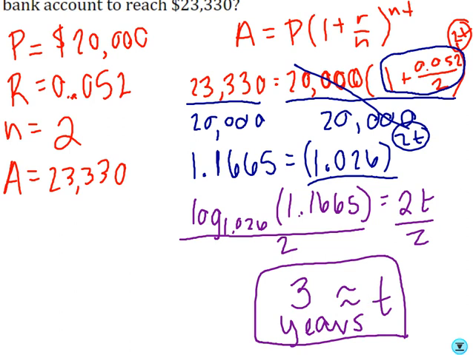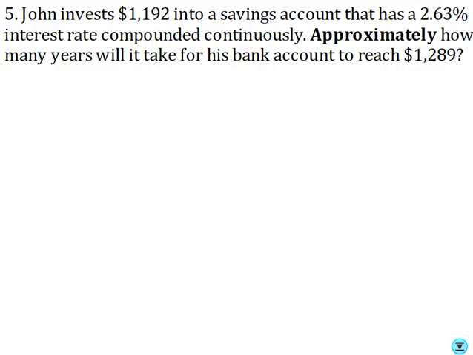Okay, cool. Now our last problem. John invests. So John is investing. He is starting with 1,192. Don't know which formula I'm going to use yet, but I know that's going to be my P. Into a savings account that has a 2.63% interest rate.